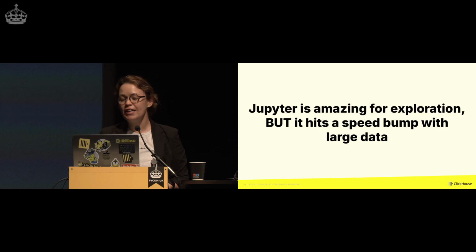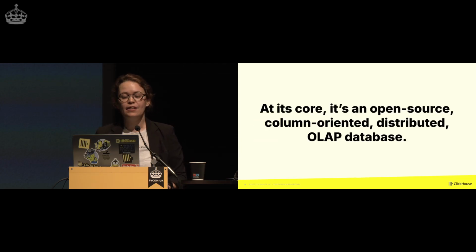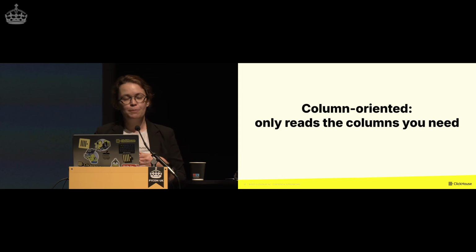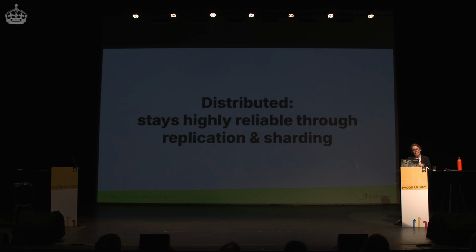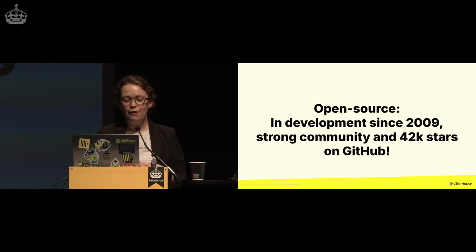Jupyter is amazing for exploration, but it hits a speed bump with large data, and that is where ClickHouse comes in. So what is ClickHouse? At its core, it's an open source, column-oriented, distributed OLAP database. Purpose-built for analyzing data at scale. It is column-oriented, which means it doesn't read the full row, but only the columns you need for your query. It is distributed, which means it stays highly reliable through replication and sharding. And open source, created in 2009, and now it has a strong community and over 42,000 stars on GitHub.